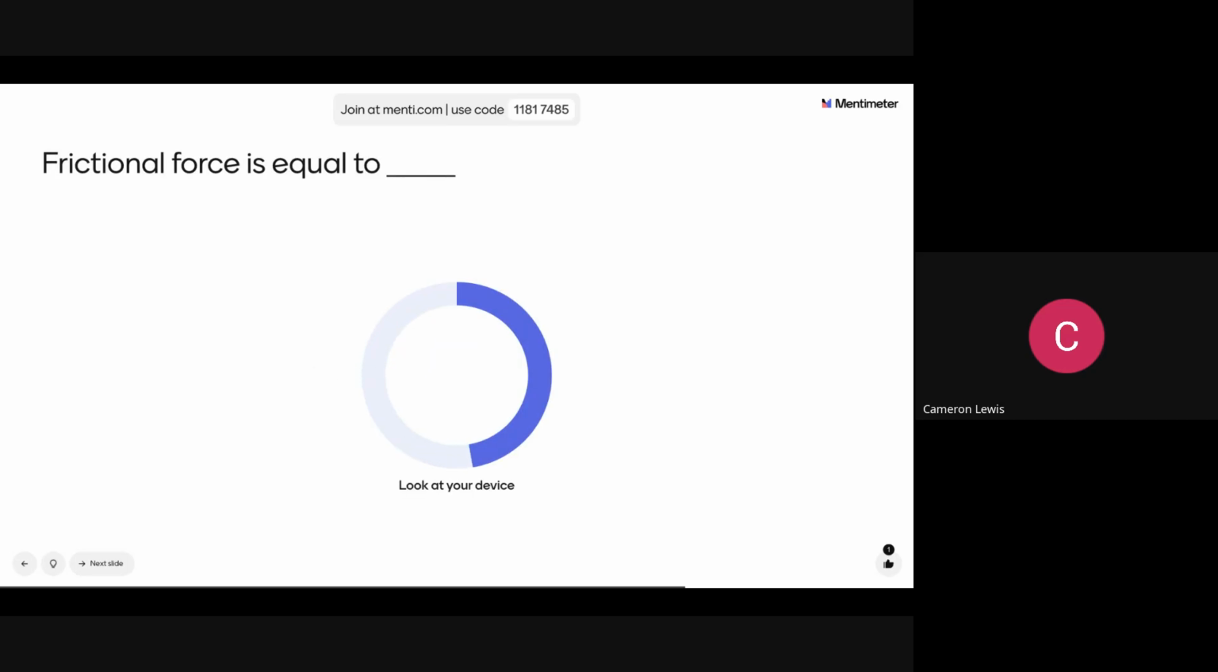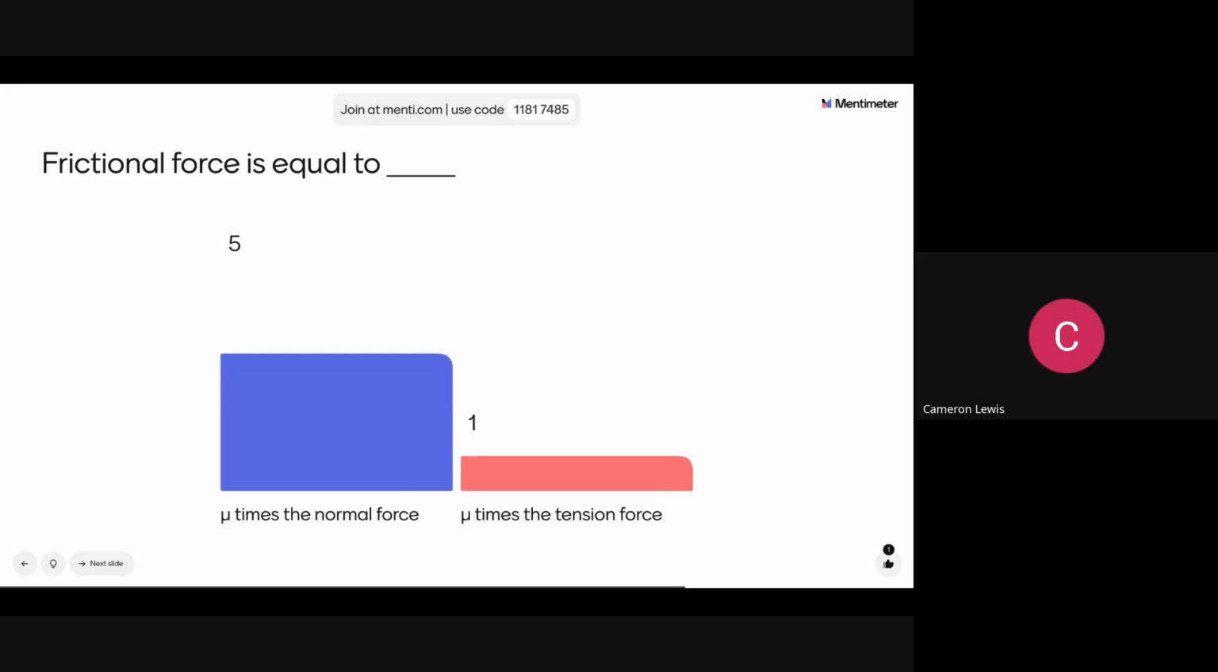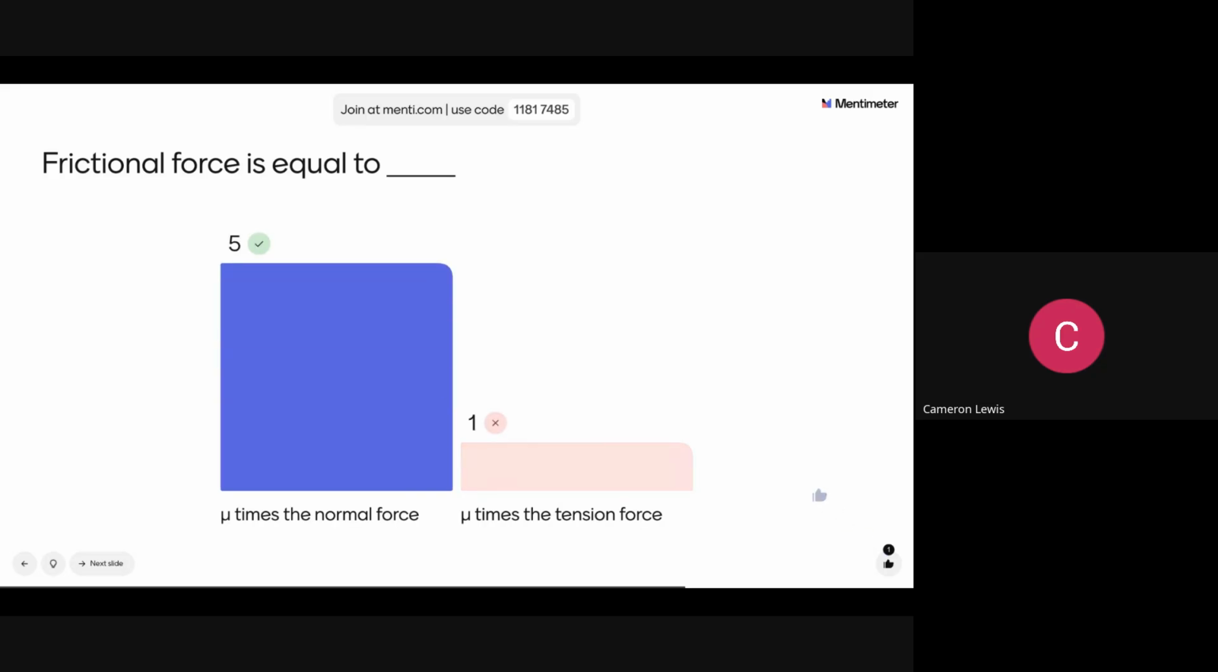Frictional force equals what? Mu times the normal force or mu times the tension force? Close. You almost got 100%. It's mu times the normal force: the coefficient of friction multiplied by the normal force, which is the support force that keeps it on the surface. That's what we use to create the frictional force.